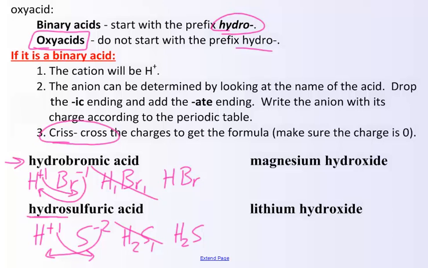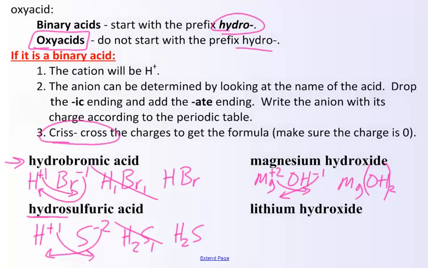Let's look at some bases. Notice that these are bases. So magnesium hydroxide. We have magnesium and hydroxide. Remember, hydroxide is -1 and magnesium is +2. So using our crisscross method, we get Mg1, so we leave that off, and then we get OH2. Now remember, if you write it like that, that means you have one oxygen and two hydrogens, so it has to be in parentheses.